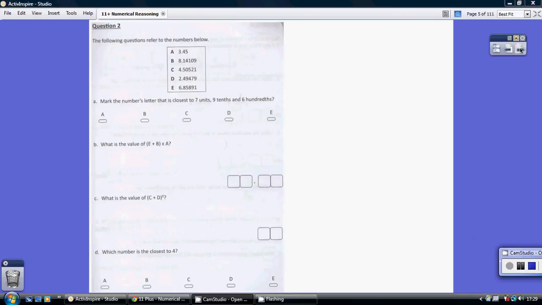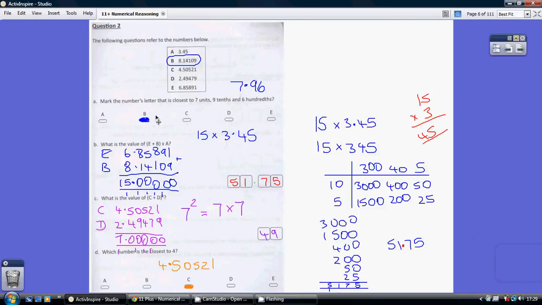Question 2. Mark the number that is closest to 7 units, 9 tenths and 6 hundredths. So 7 units, 9 tenths and 6 hundredths, in other words 7.96.